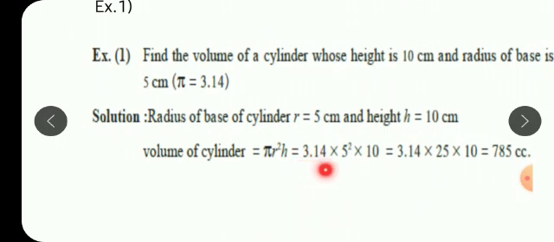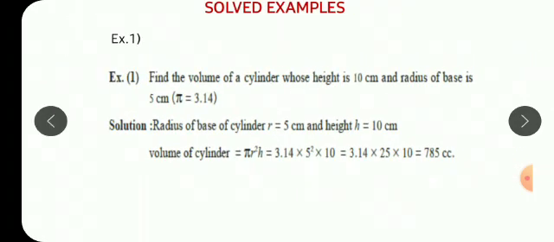That is equal to 3.14 into r square means 5 square into 10. Now 5 square means 25. So it is equal to 3.14 into 25 into 10. This will be equal to 785 cc's, that is cubic centimeter. So in this way we have found volume of cylinder as 785 cc.